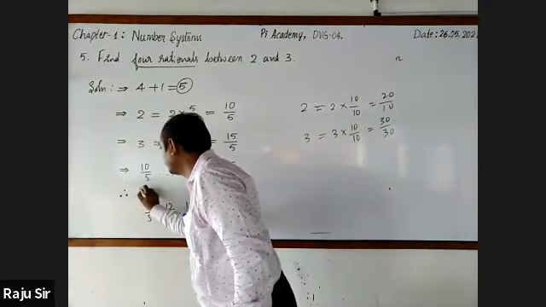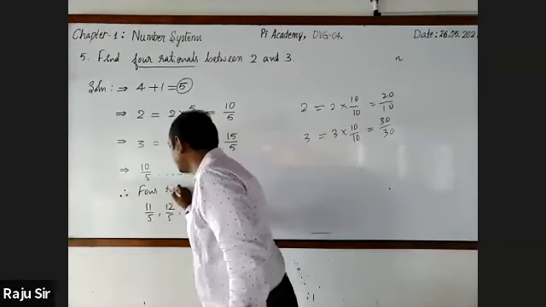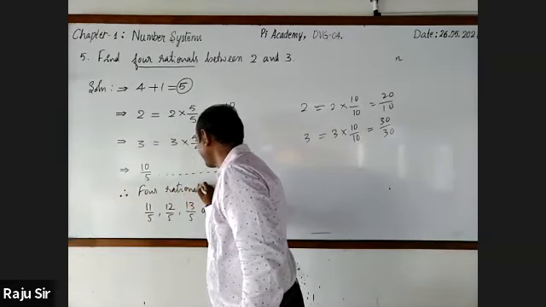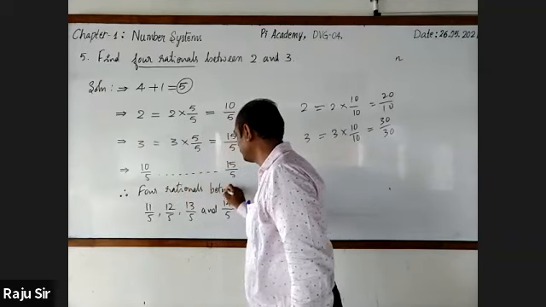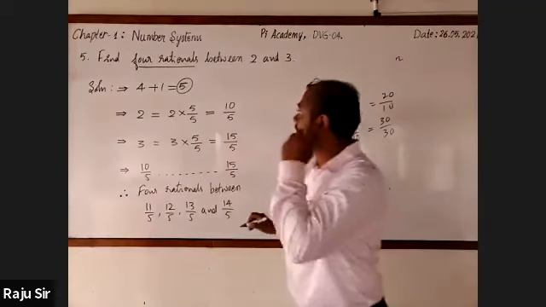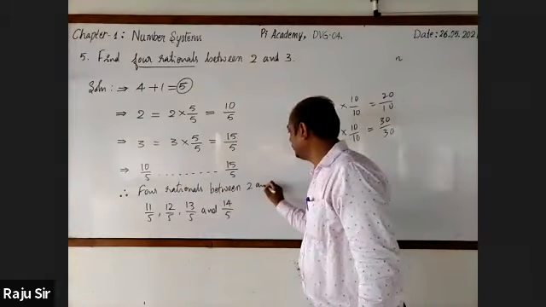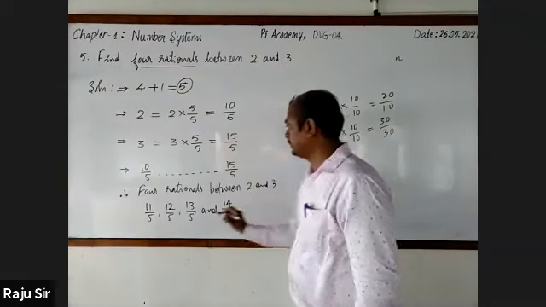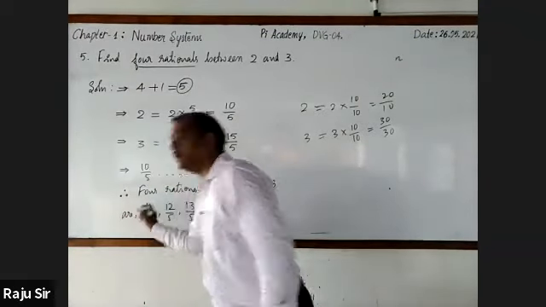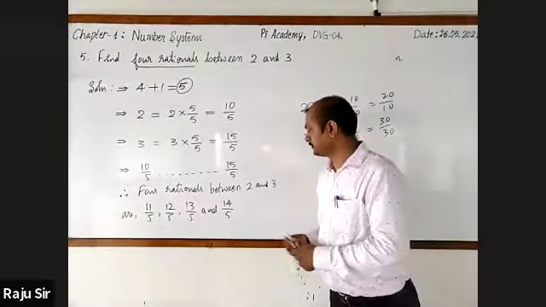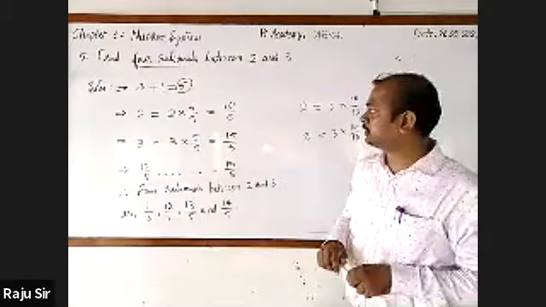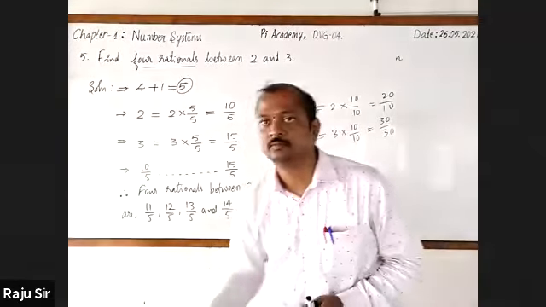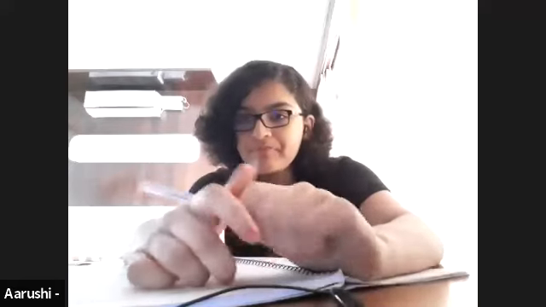Conclusion. Therefore, 4 rationals between 2 and 3 are these. Hope that you have copied. Shall I take up the next one?